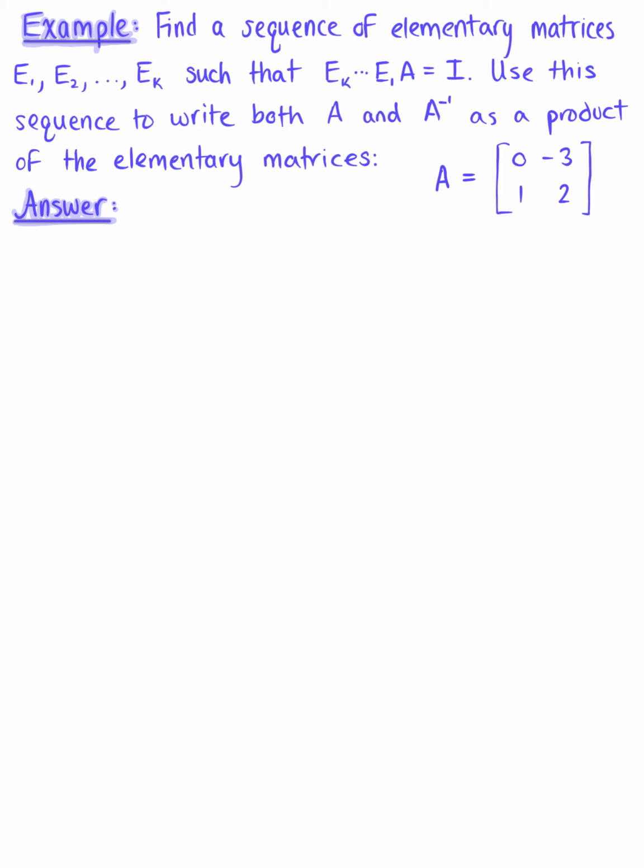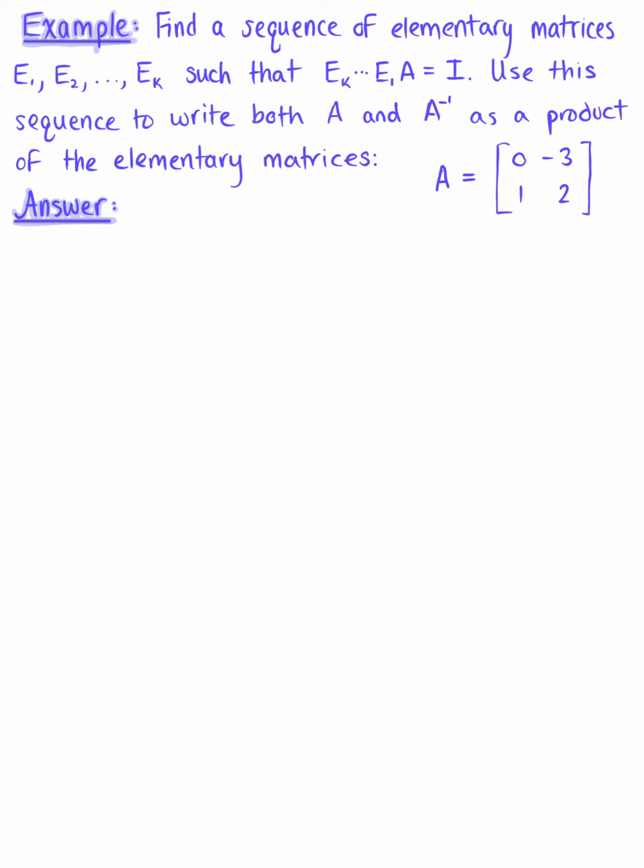Find a sequence of elementary matrices E sub 1 through E sub k, such that E sub k times all the way through to E sub 1 times matrix A is equal to the identity matrix. Use this sequence to write both matrix A and the inverse of matrix A as a product of elementary matrices. And here we are given the 2 by 2 matrix A: 0, -3, 1, 2.